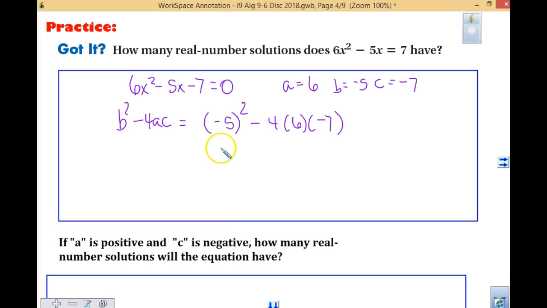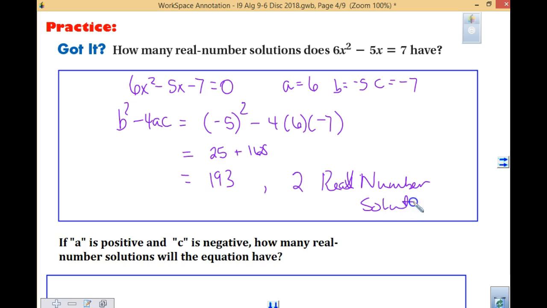So, if we are multiplying this, please put that in your calculator right now. We're going to have 25 plus, if you were putting that in, I believe that second part is 168. It is going to be positive. So this is equal to 193. Since it is positive, since b squared minus 4ac is greater than 0, we are going to be able to say 2 real number solutions. Okay, so 2 real solutions.